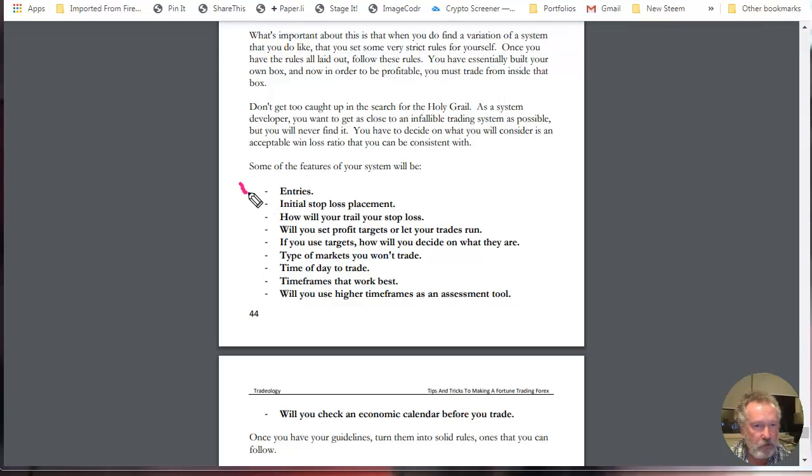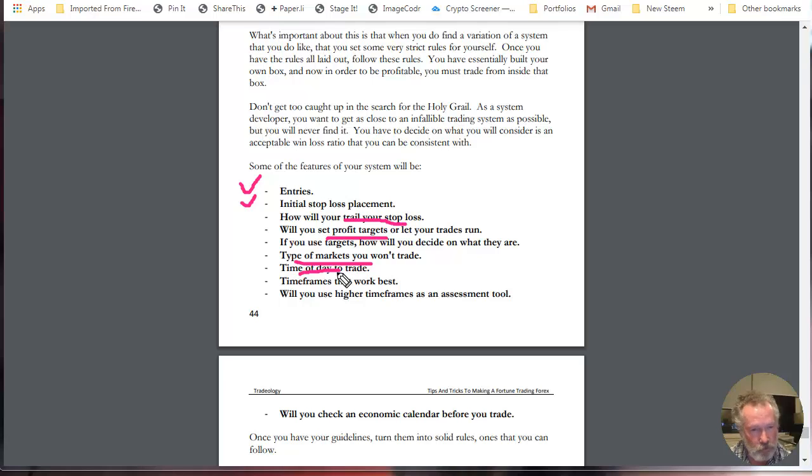So we're back at the book, and it tells us where the entries are. The initial stop loss goes behind those swing lows or swing highs. This book also tells us how to trail your stop loss, and how to set profit targets. You start out with a one-to-one profit target, or a one-to-one on part of your trade, and then let the trade run. The types of markets you won't trade, it doesn't really talk too much about. The time of day to trade, the book doesn't talk about that.